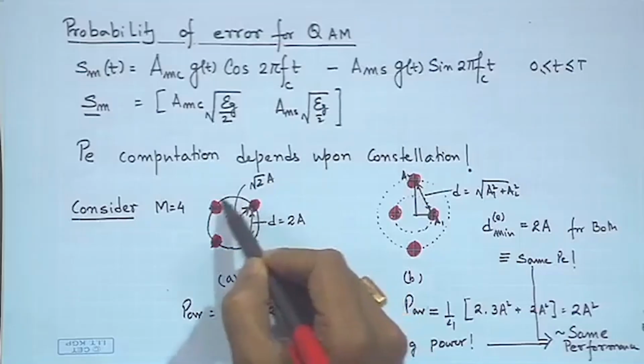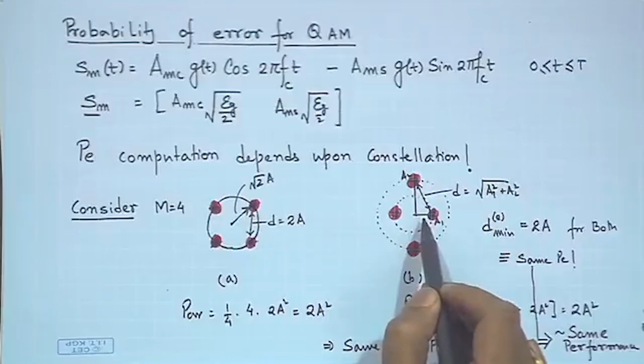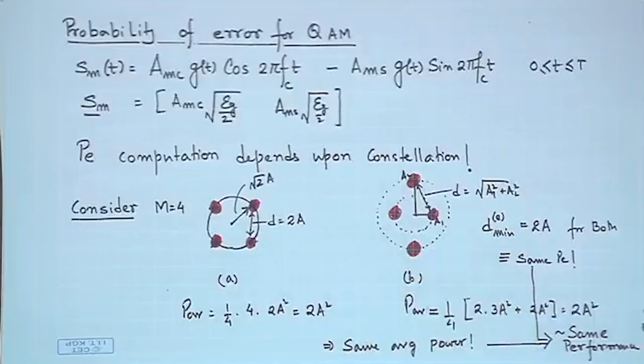However, you may observe in this case that all have the same energy, which is not true in this case, right. The energy of this is less than the energy of this. However, we have maintained the same minimum distance and the same average power, right.